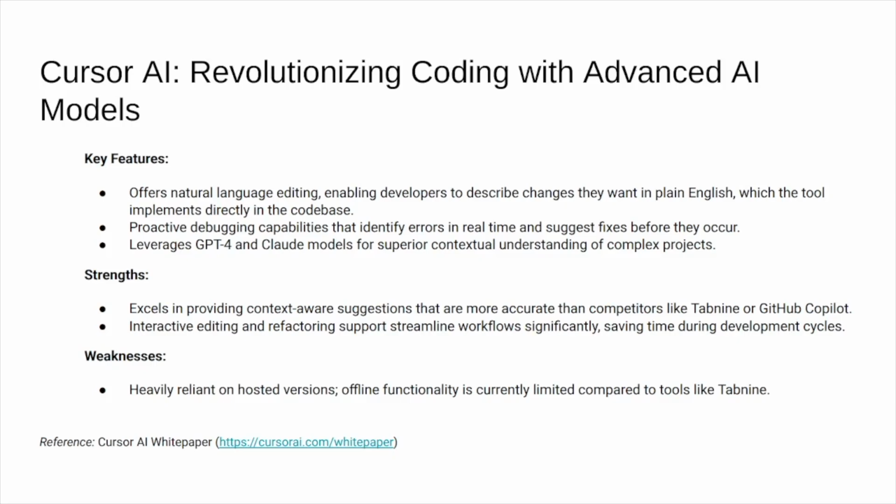Talking about Cursor AI, the key features are it offers natural language editing. That is, the developer can state the changes in plain English and the tool understands it and implements them directly in the code base. It has advanced debugging capabilities. It leverages new and advanced models such as GPT-4 and Claude models for contextual understanding. The key strengths are it excels in providing context-aware suggestions. It has interactive editing and refactoring support. The weakness of Cursor AI is it is heavily reliant on hosted versions. Offline functionality is currently limited when compared to tools like Tabnine.